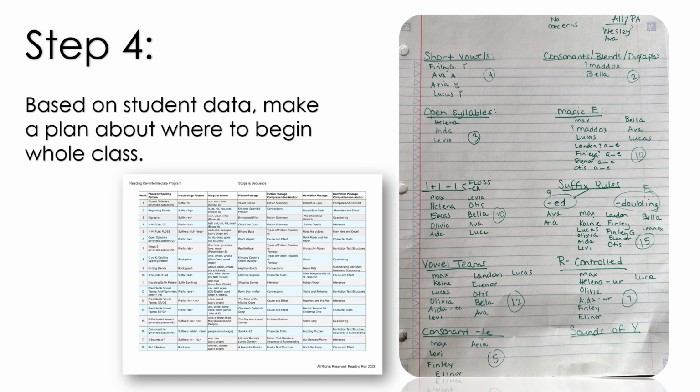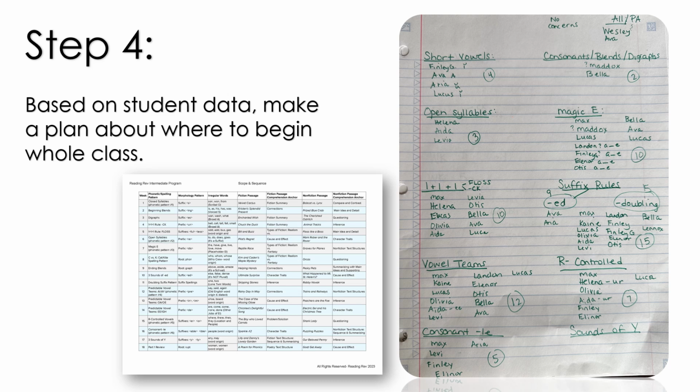So the next step is I am going to do some analysis of my class data to determine which week I should jump in to the Reading Rev program. And if you notice, I only had 4 students that were not completely secure in their short vowel sounds. These 4 students were mixing up short vowel sounds, and I only had 2 students that were not getting the consonant sounds or consonant clusters or blends and digraphs. I had 3 students needing open syllables and 10 needing magic E.